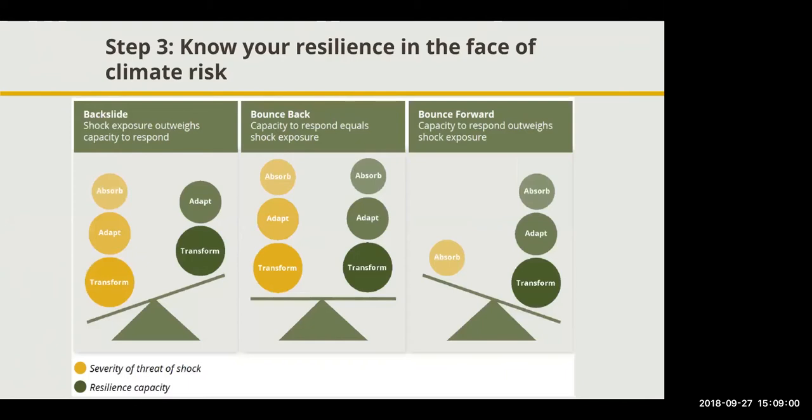Next, risk and resilience are looked at together. In order to be resilient, a system's resilience capacity must match the severity of the threat. As you can see in this graphic here, with the severity of threat in yellow and resilience capacity in green, resilience capacity must at least equal the level of shock exposure in order to bounce back to its original state. That would be the middle graphic you see here. Whether diagnosing at the farm, cooperative, or landscape level, you'll want to be able to map resilience to the climate risk faced.